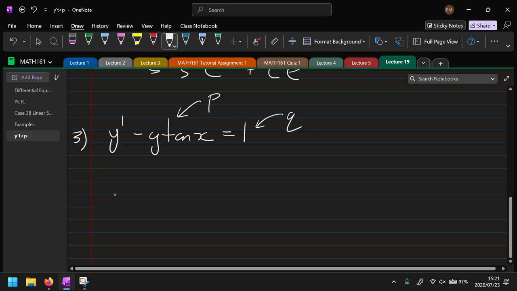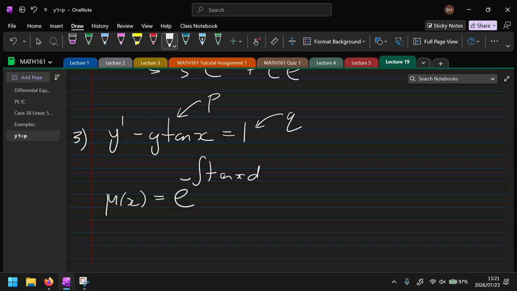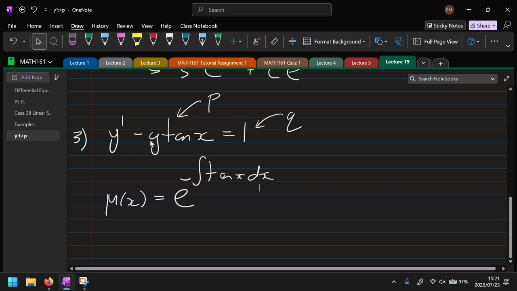Okay, so step 1, integrating factor. That's e to the minus integral tan x dx. Again, it is the minus that we take there. Please do not forget that. Because if you make a sign mistake over there, then your integrating factor is wrong, and then the next integral could be impossible to do. So please remember any minus signs that come in front here.